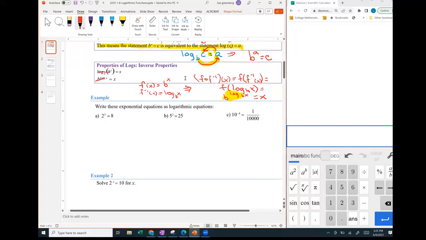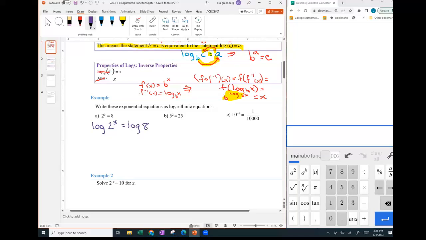Now for you, you might want to just memorize things. If you want to memorize things, go ahead. First, I'm going to do it the way I would like to teach it to you, and then we'll do it a different way. So write these exponential equations as logarithmic equations. What I can do is take the log of both sides.